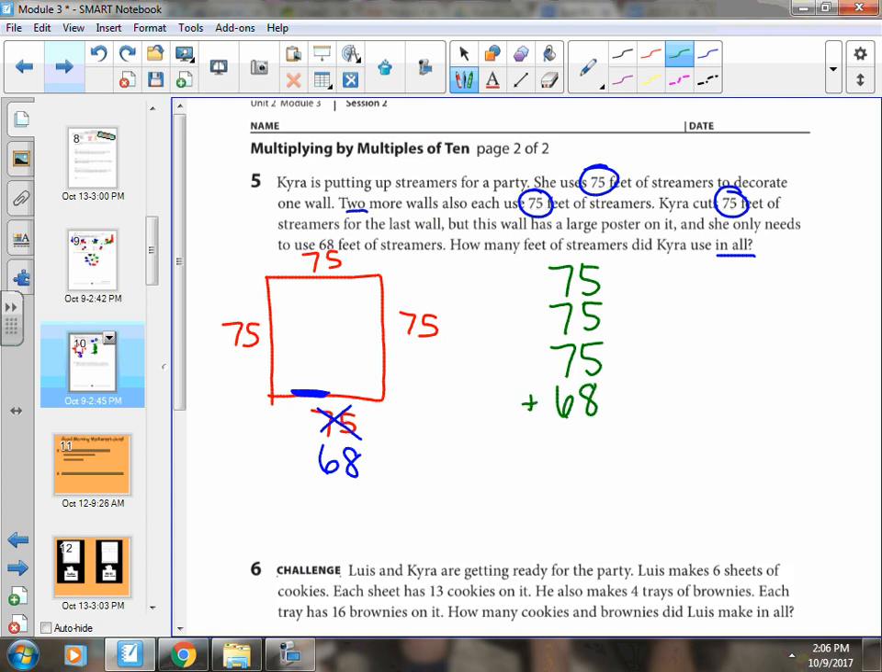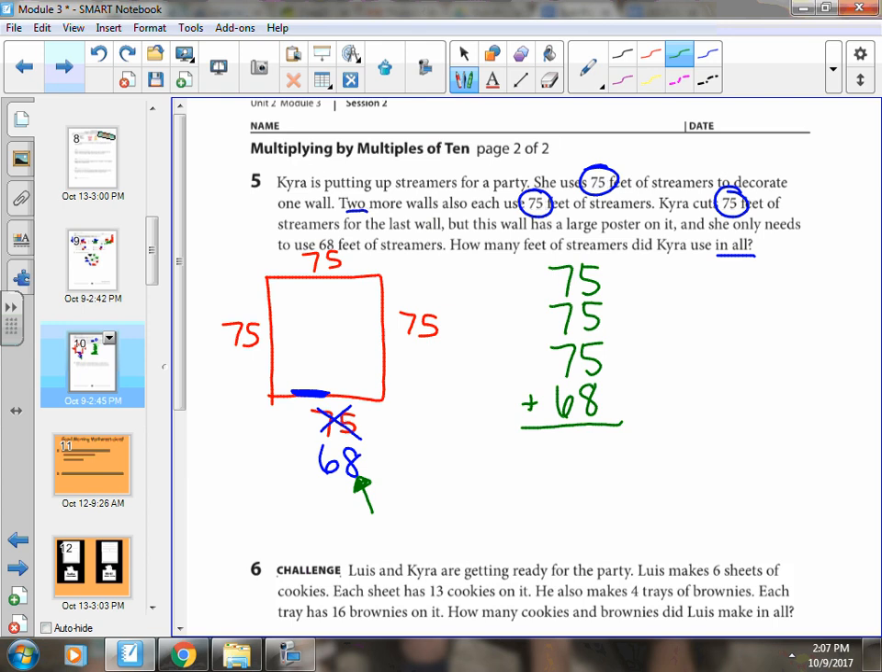You also could do 75 plus 75 and then do 75 plus 68 separately and then add them together. You also could do 75 times 4 and then just take away 7 because this number is 7 less than 75. So I'll do that next so you can see that it's the same thing. Okay, but let me add how I originally was going to add.